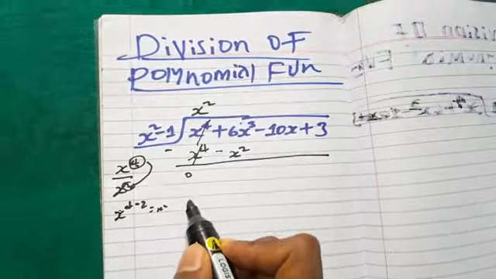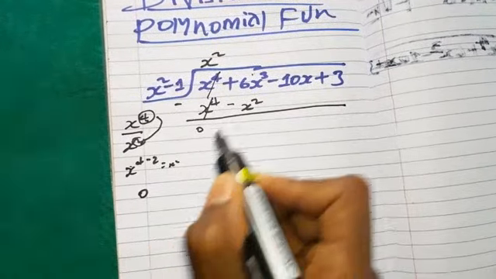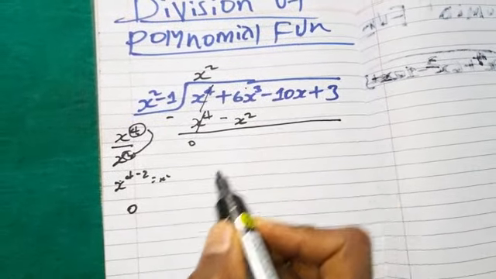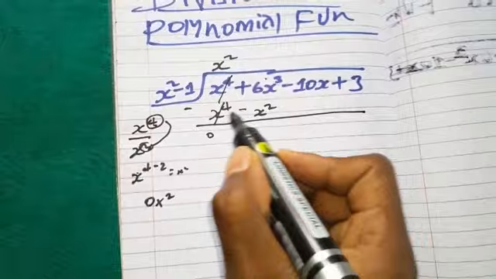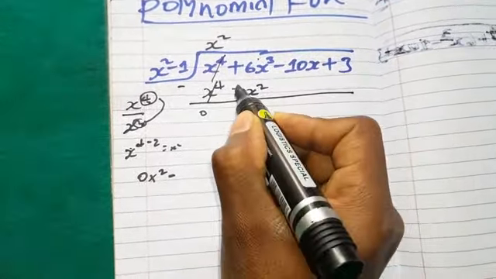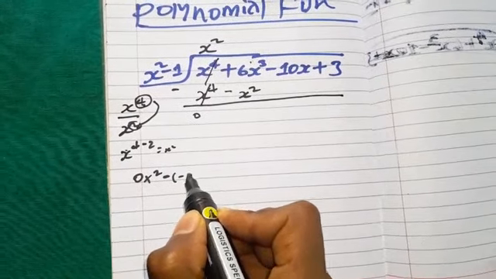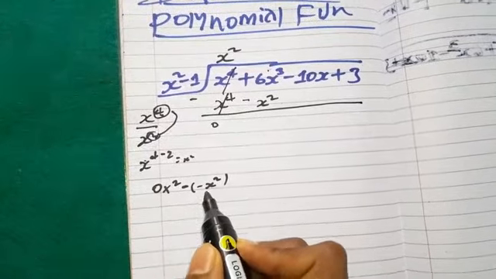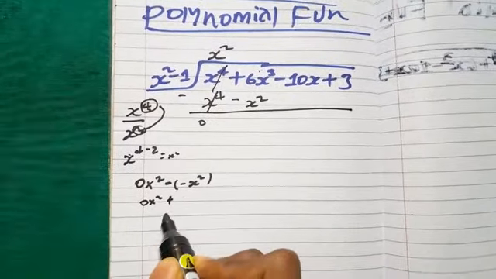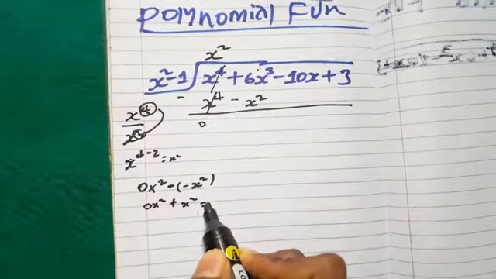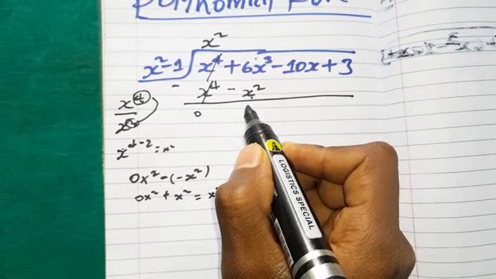Let me rewrite it. Imagine there is 0x squared in this place. This x squared has a minus, so in the bracket, minus x squared. The minus and the minus become positive. 0x squared plus x squared means how much? x squared. Yes, so it becomes x squared.